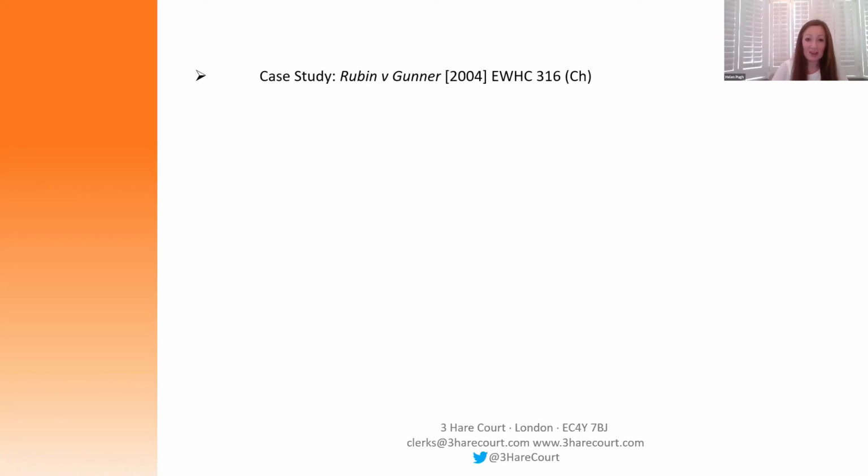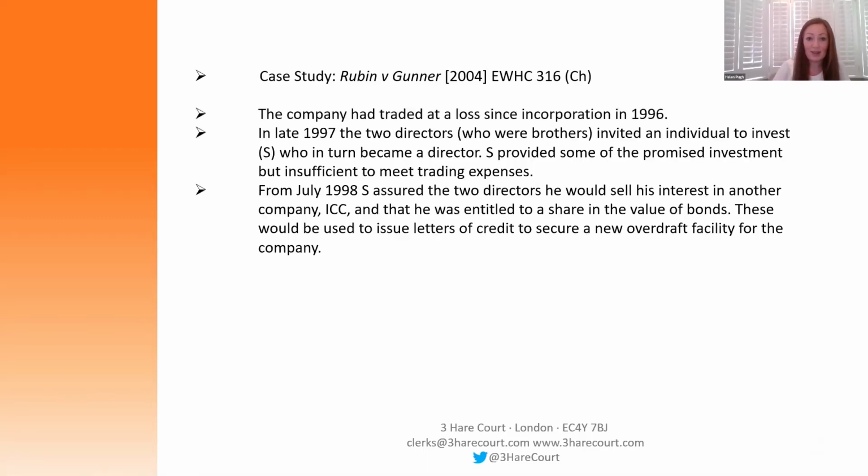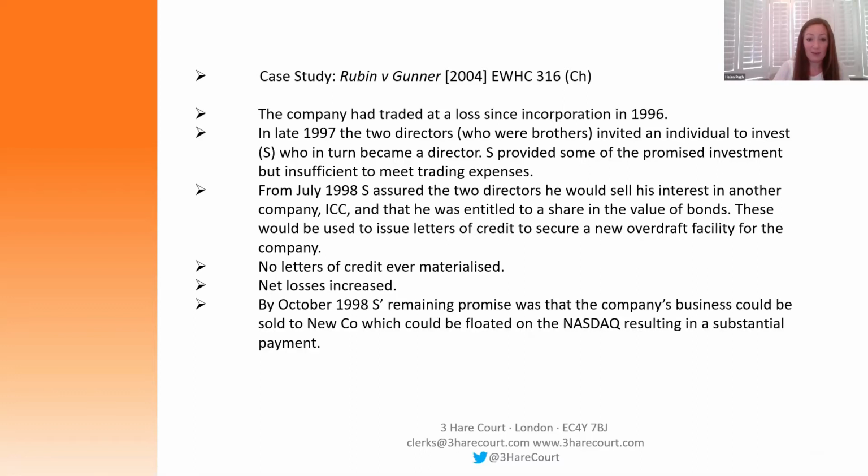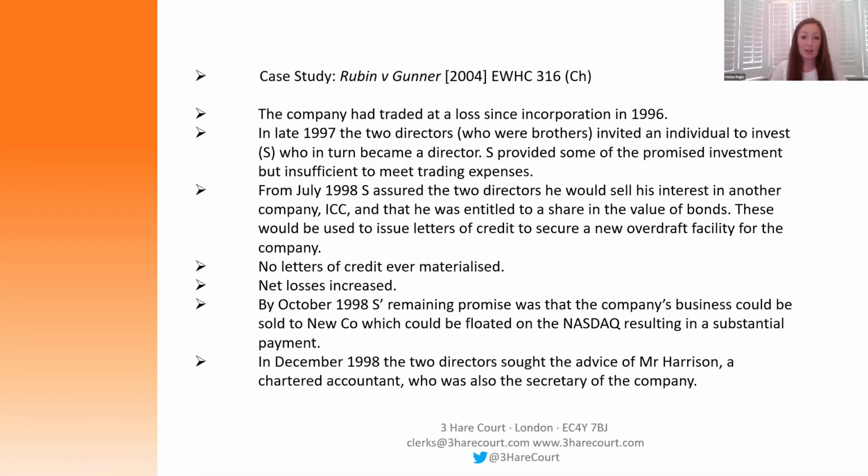This is a case study that I thought it would be useful to go through. Ruben and Gunnar. If I just get all the facts up on the slide, you'll see that the company traded at a loss since incorporation. Sadly, that's fairly common. There were two directors who effectively turned to a third individual for investment. He made a number of promises about where the investment was going to come from to fund the company. His promises repeatedly failed to come to fruition.